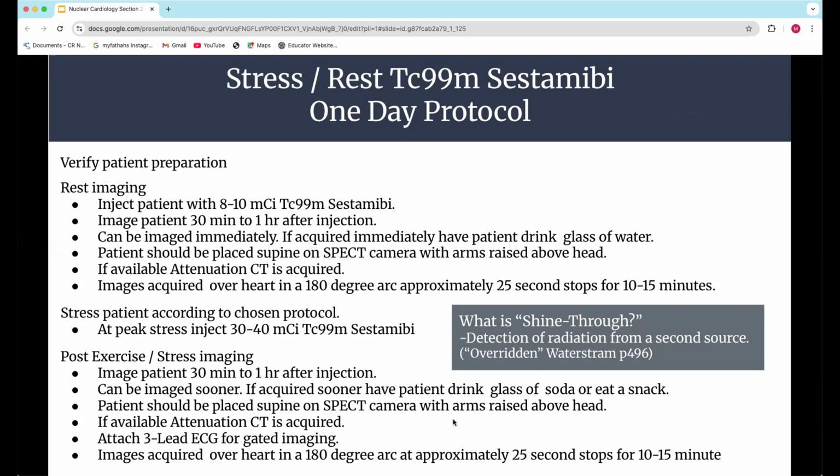So with this protocol, what you'll notice is that the way we're able to work through and get something using sestamibi the same day is we're going to use an 8 to 10 millicurie dose on the rest, and then we're going to use the standard 30 to 40 millicurie dose on a stress, okay? And you might ask yourself, well, wait a minute, how does that work? Okay, and this is what I would point you to.